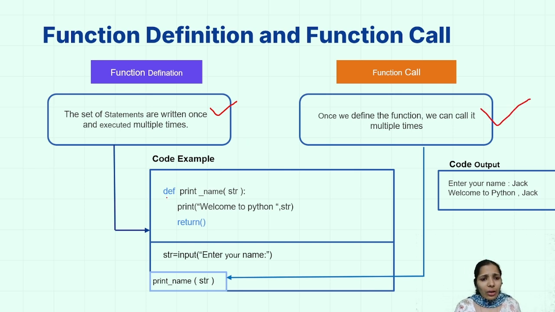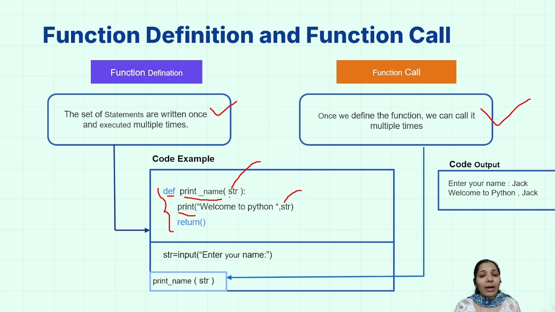So here we have def, which is a reserved word, and print_name is the name of the function, and then here we use the argument, that is str. str is the parameter, a string. And then we use the printing statement, welcome to Python, along with the argument we have passed. So here we are defining the function. Inside the definition of the function, we can use the print statement, we can use the return statement. The concept of the return statement will be explained in the subsequent session. This is the function definition.